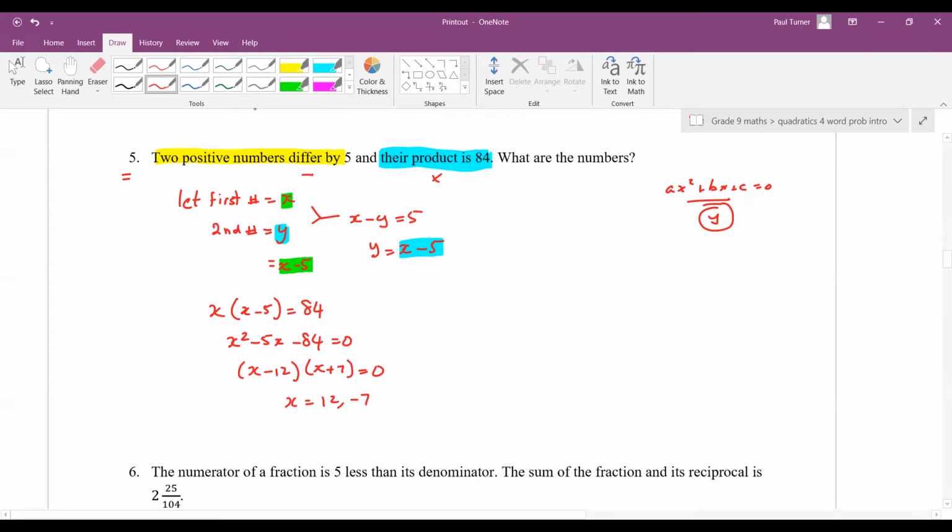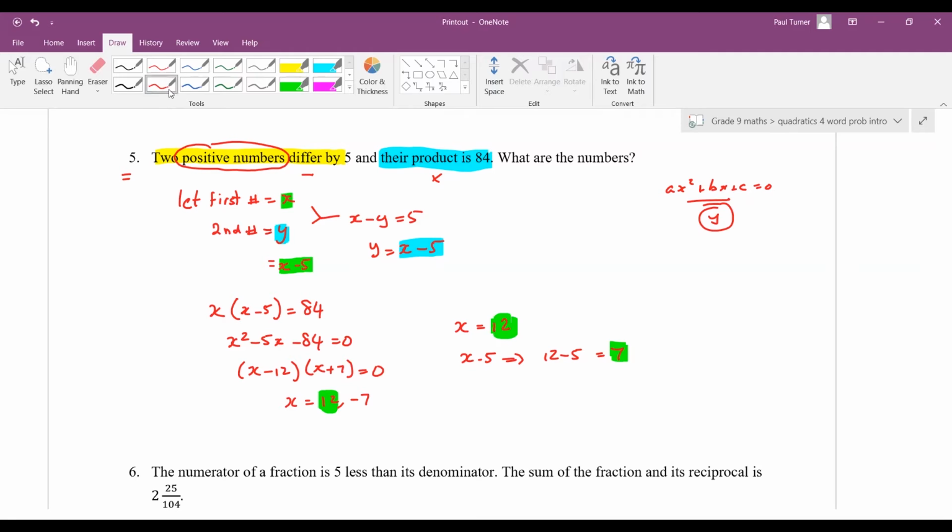So go back to your question. You can see that we want two positive numbers that differ by 5. Okay, so we only choose the positive number, 12. Okay, so x equals 12. That was your first number. The second number is x minus 5. So that's 12 minus 5, which is 7. Okay, so your two numbers are 7 and 12.